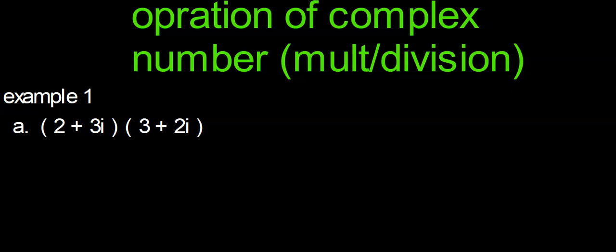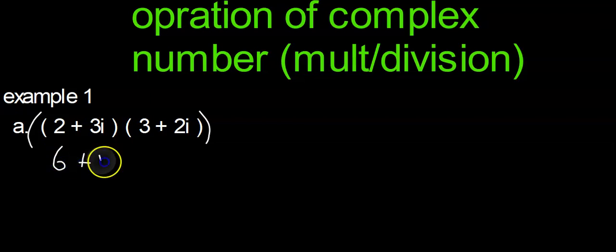As you can see, we have an example on multiplication, and it says 2 plus 3i times 3 plus 2i. When you do the multiplication, it is so easy. All we have to do is multiply these two by both 3 and 2i. That's the first step. So let's multiply 2 by 3 and also by 2i. 2 times 3 will be 6, and 2 times 2i will be 4i.